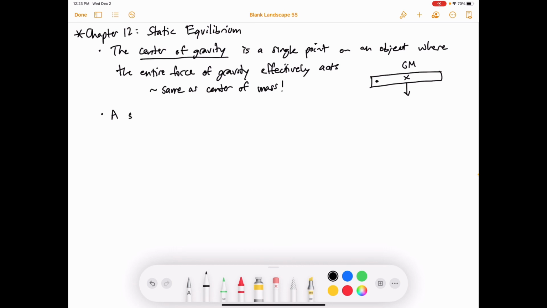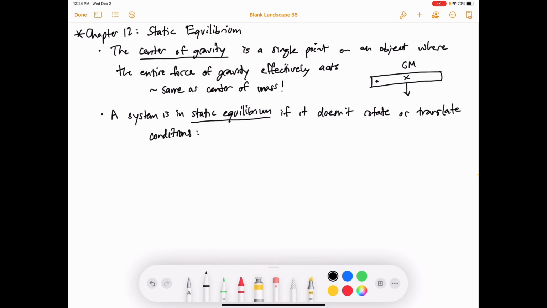If we have a system in static equilibrium, what we mean is there's no motion whatsoever. So a system would be in static equilibrium if it doesn't rotate or translate. And often, if you're building a structure, you're trying to design it so that it's always in static equilibrium. So what are the conditions that have to be met?